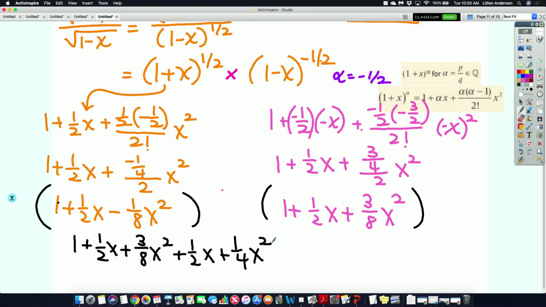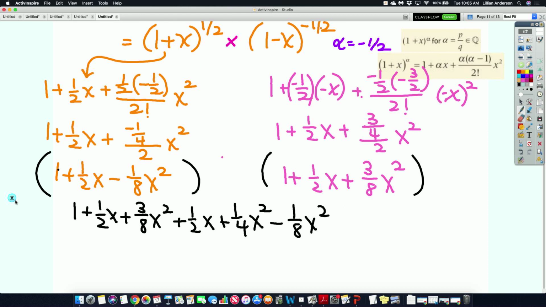Now let's do the negative 1/8 x squared multiplied by everything in the pink parenthesis. I know the first term is going to be a negative 1/8 x squared because I'm multiplying it by 1. But do I need to multiply by any of the other 2? No, because it's going to give me an x to the third and then an x to the 4th, which I don't need. So let's combine some like terms. Can I combine 1 with anything? No. So 1 stays how it is. Are there any other x's? I have a 1/2 x and a 1/2 x. What's 1/2 x plus 1/2 x? It's a 1x.